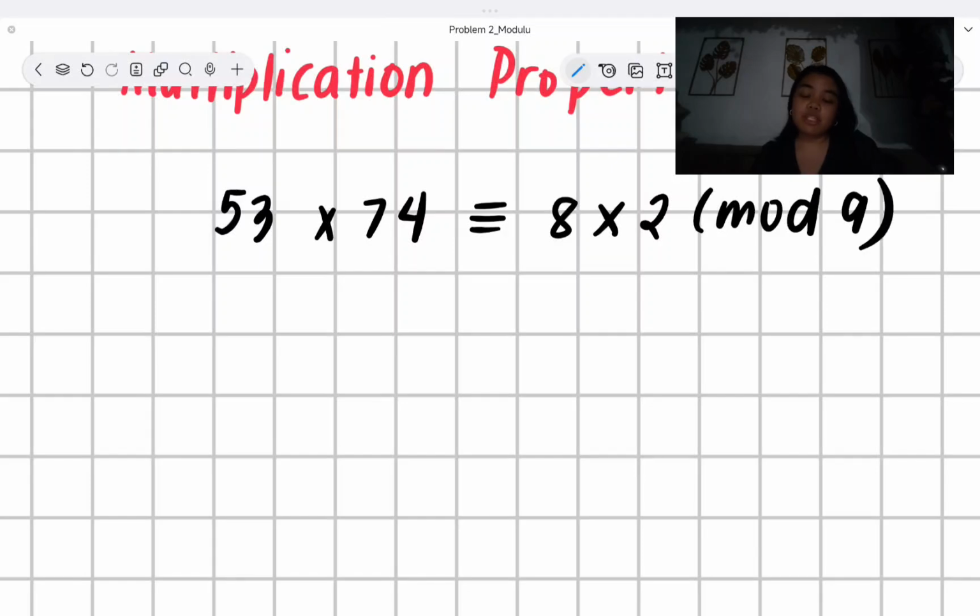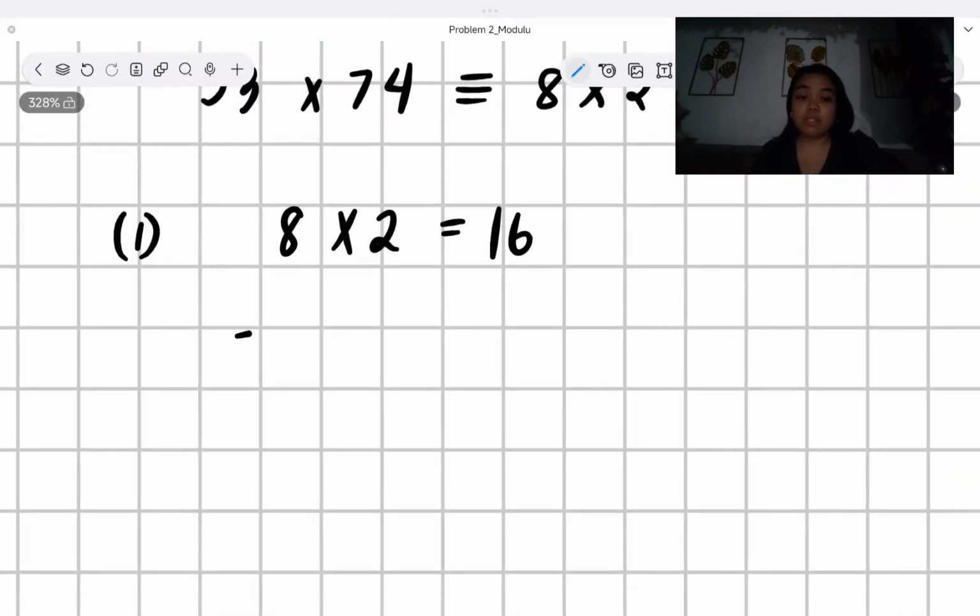So the first step of multiplication is simple. 8 times 2 is equal to 16. So the expression simplifies to 16 modulo 9.